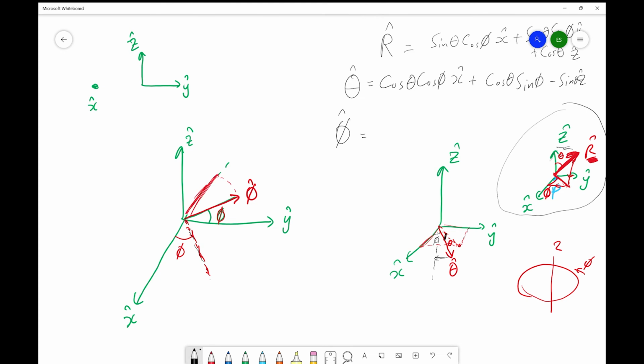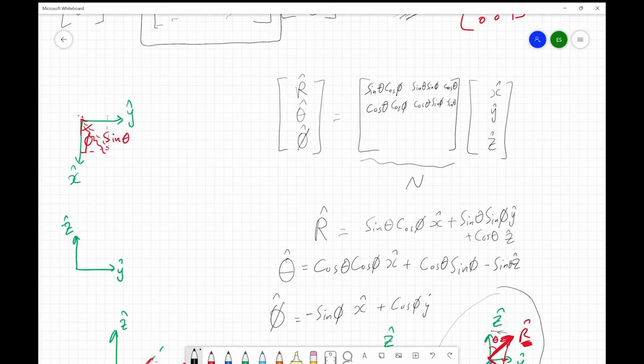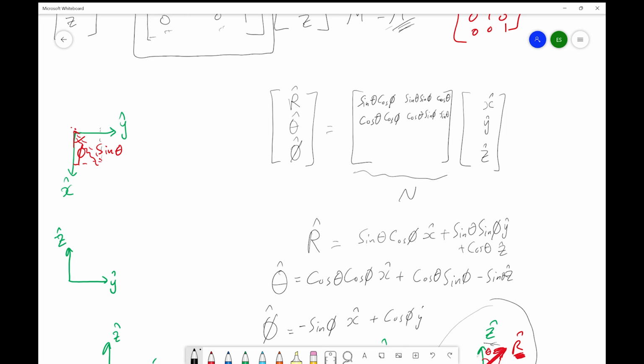So it's going to be minus sine phi x hat, and then the projection on y hat is just going to be cosine phi y hat. There is no projection on z hat, because phi hat is always going to be perpendicular to z hat. So the last row is going to be just minus sine phi, cosine phi, 0.